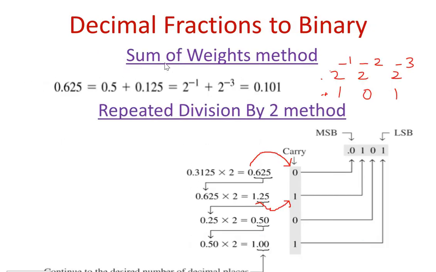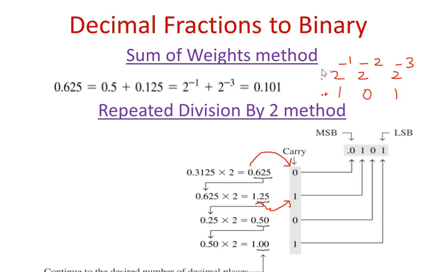Here are the examples for decimal fractions to binary conversion. Here also the sum of weights method follows the same procedure as for whole numbers, but after the decimal point we have to represent the number in terms of negative powers of 2. So first, 0.625 can be represented in terms of negative powers of 2 as 0.5 plus 0.125, where 0.5 is 2 power minus 1 and 0.125 is nothing but 2 power minus 3.